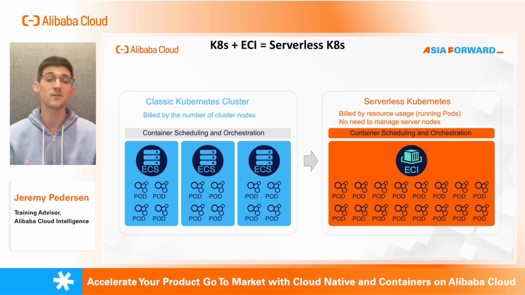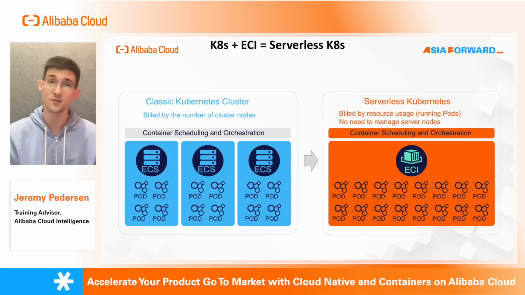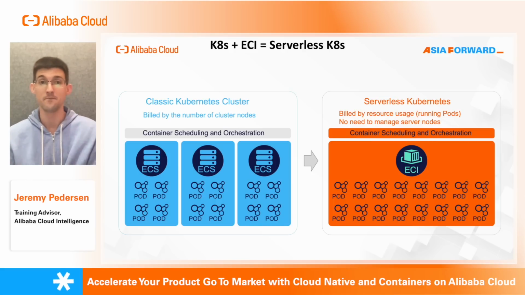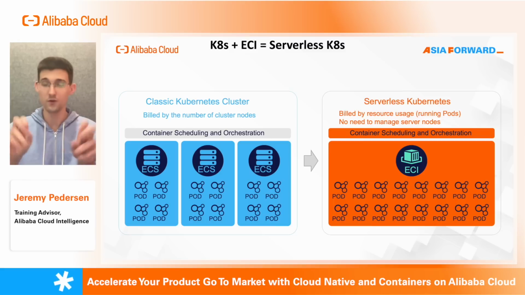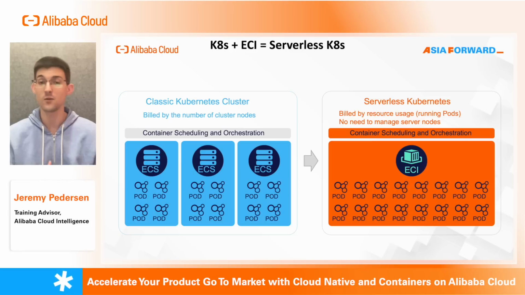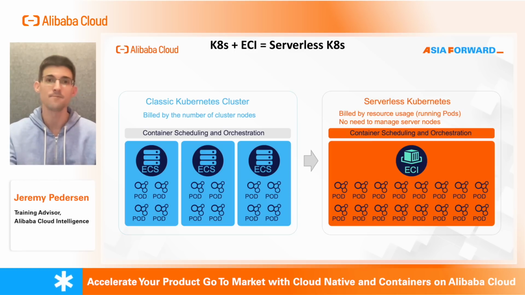So we actually implement our serverless Kubernetes service by taking one of our managed Kubernetes master nodes and tying it to ECI. So if you log into a serverless Kubernetes cluster on Alibaba Cloud and you ask it to give you information about the nodes in the cluster, it will return a single virtual node, and that virtual node is actually pointing at the ECI service. So what that means is that whenever you launch a new pod, that virtual node pushes the pod onto ECI and it just runs there automatically.